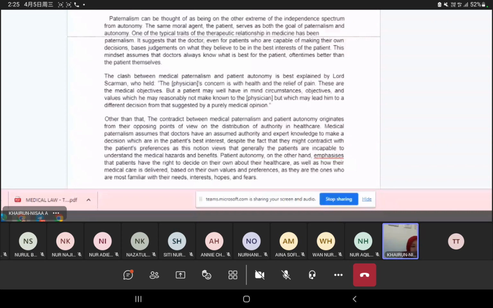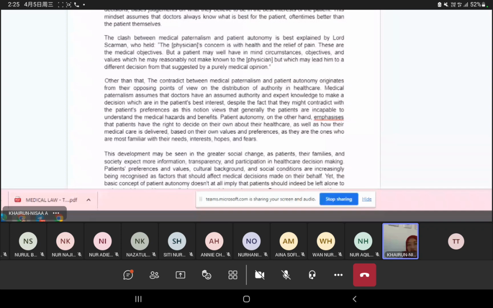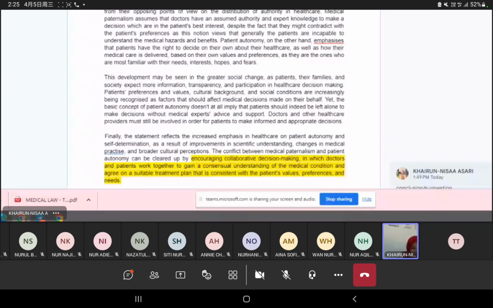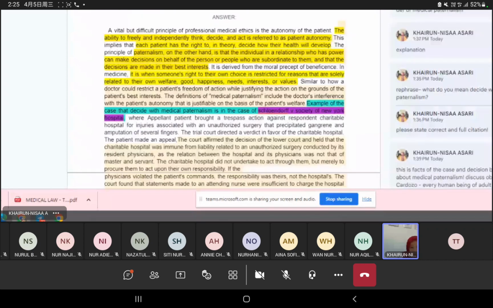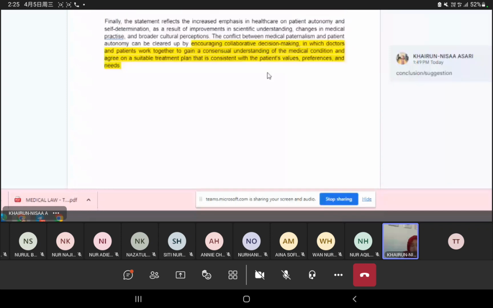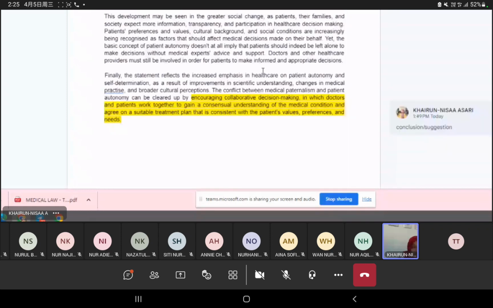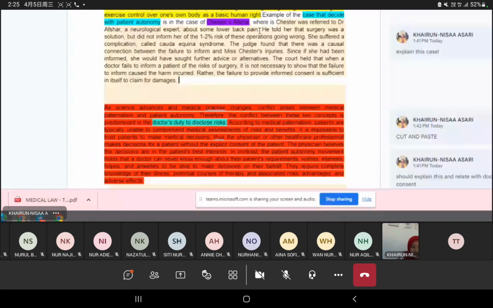Again, more and more explanation on paternalism. You already explained that. Now I wanted you to relate it with this statement. This statement talks about the change of support from medical paternalism to patient's autonomy. So how do you illustrate that? From cases. I don't know why you are not using any of the cases that we have discussed in class. This is a 25 mark question. Obviously, I'm going to need more than just 2 cases.